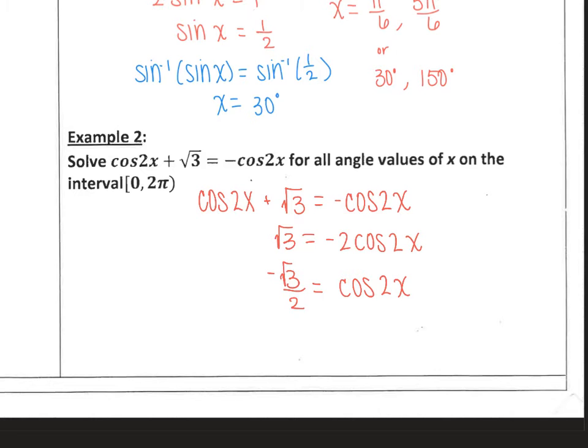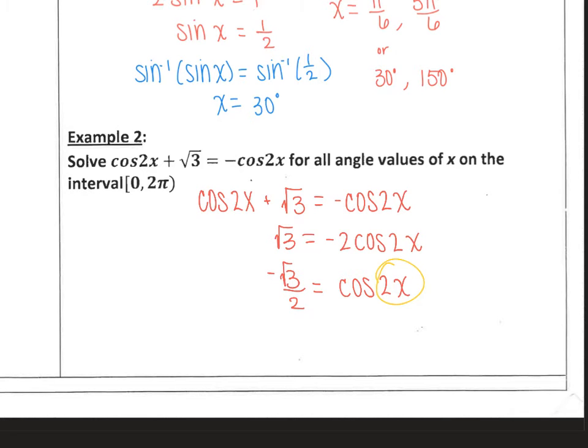When we're breaking this up, we need to make sure that we keep in mind that this is a 2x over here. So when you break it up, it's not just going to be x equals whatever we find, it's going to be 2x equals what we find. So using a unit circle, we're going to find which endpoints would end up with a -√3/2 for cosine, which we know is our x value on the unit circle.